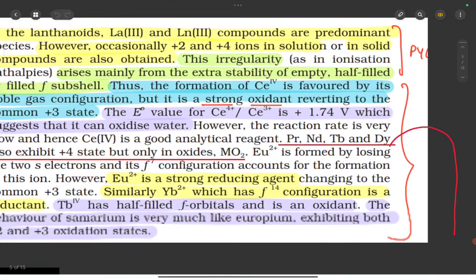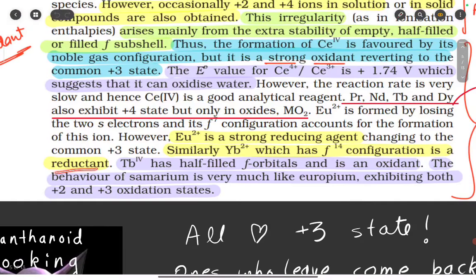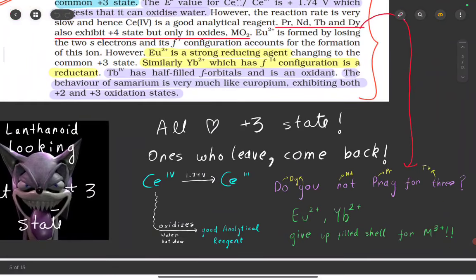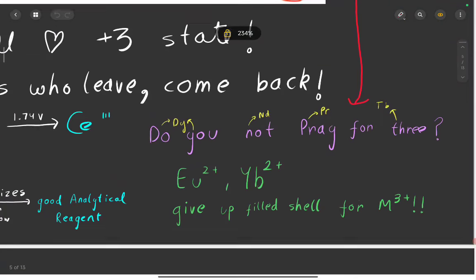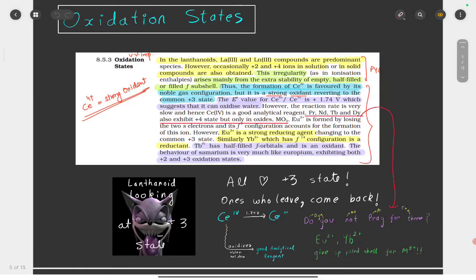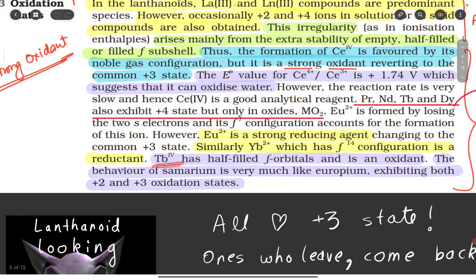And even in its fully filled state, it is still a reductant. It still wants to grow from +2 to +3. Man, I cannot comprehend this. What blasphemy is this? Eu2+ and ytterbium 2+ gave up their filled shell for M3+ configuration. That's how much they love the +3 state. Understand? Okay. Terbium 4+ has half-filled f orbitals and still acts as an oxidant, which means from its fourth state it wants to get in the third state. Again, violation of the half-filled thing.